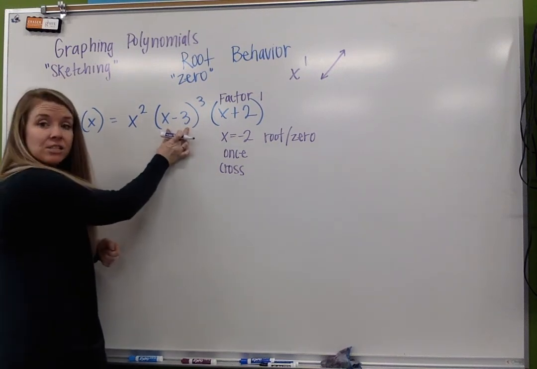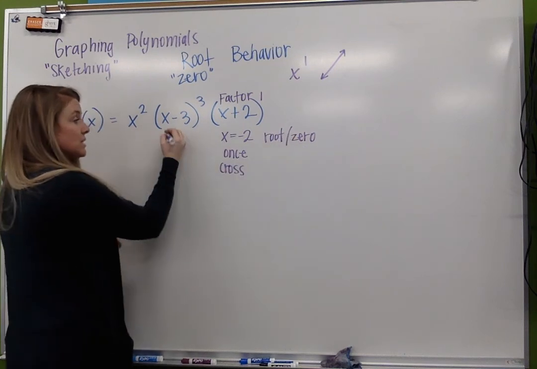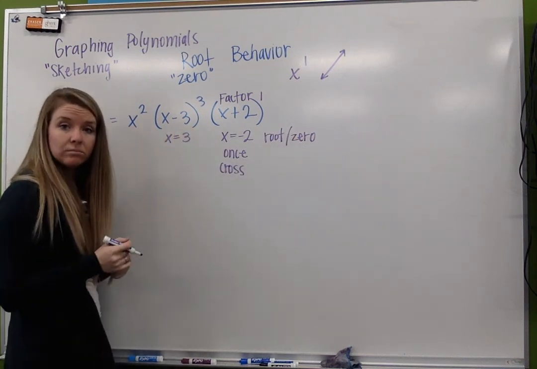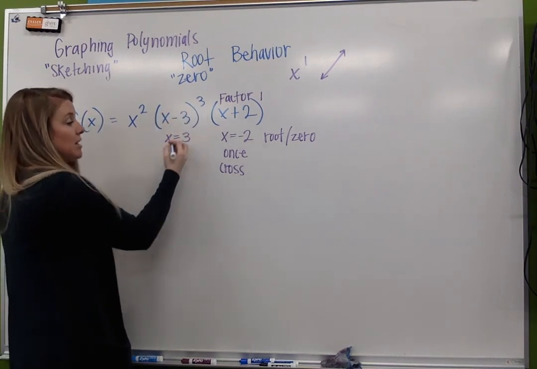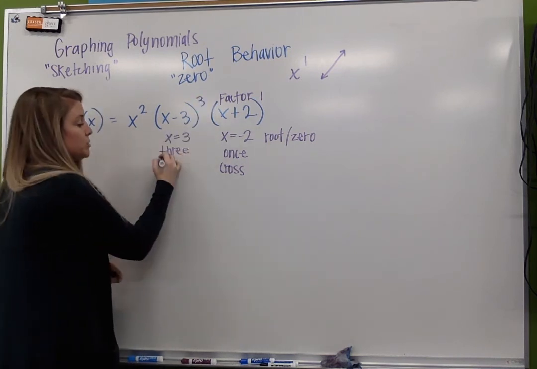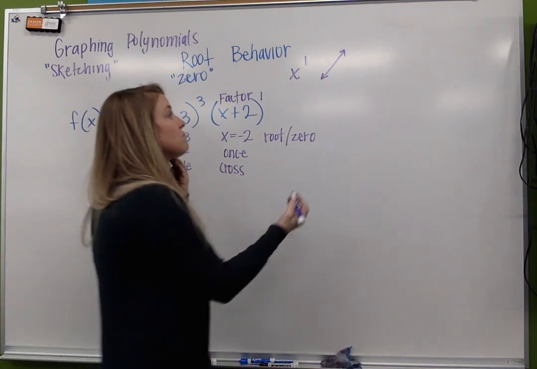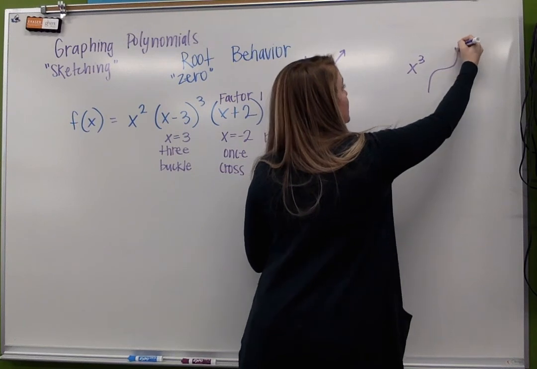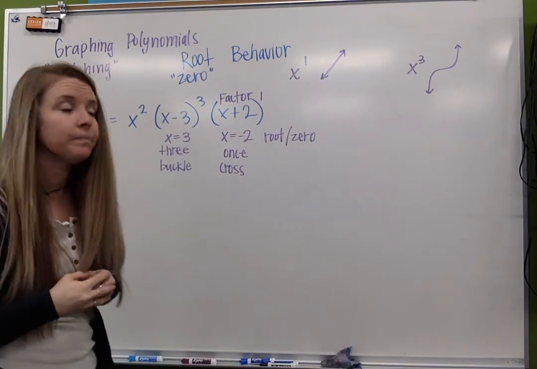Here, x minus 3, this again is my factor, and my root or 0 is at positive 3. X equals 3. So again, from our factors, we can see our roots. This time, it happens 3 times, which means it's going to buckle similar to my cubic function. So it's going to be like an x cubed. We're going to see it have this buckle behavior at that root.